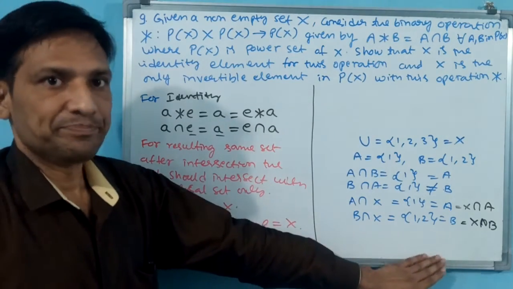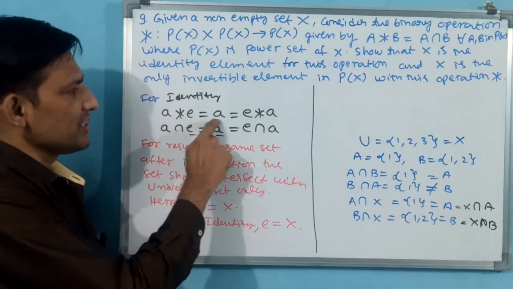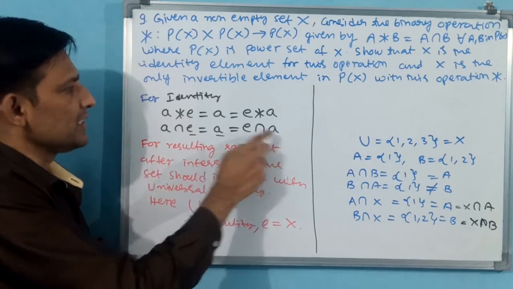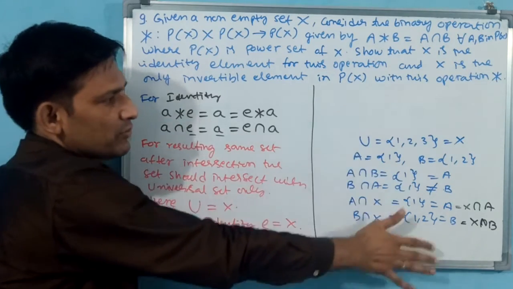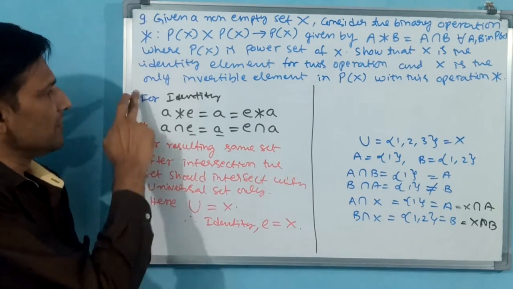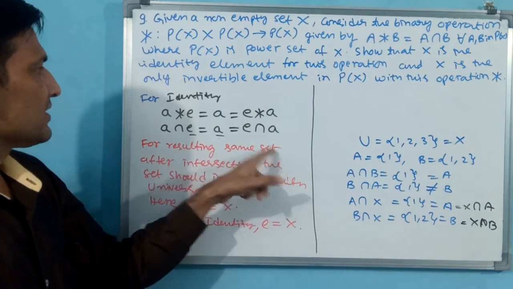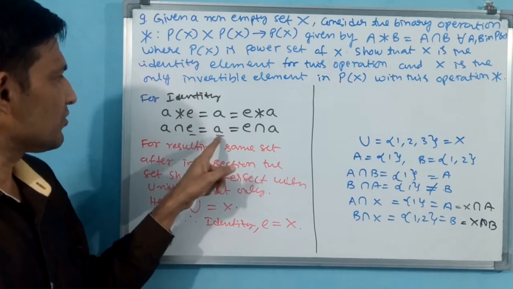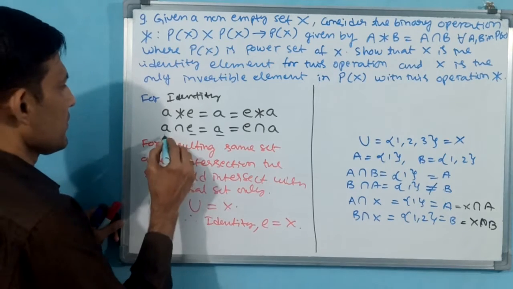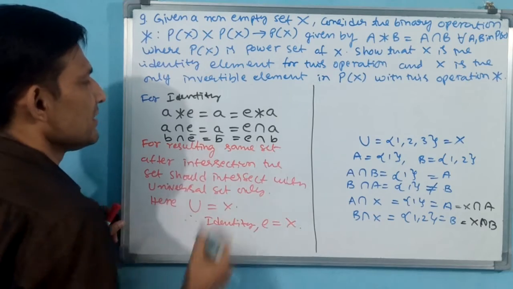You give this example. And you write this one. For identity, A star E is equal to A, E star A. A intersection E is equal to A, E intersection A, for identity. But this example you write. First you write this one, then this one, then this in red color. First black, blue, then red. Red, what do you have to write? For resulting the same set. See, the same set has to result. A intersection E is equal to A has to come. B intersection E is B has to come. You write another one also here: B intersection E is equal to B, that is equal to E intersection B.